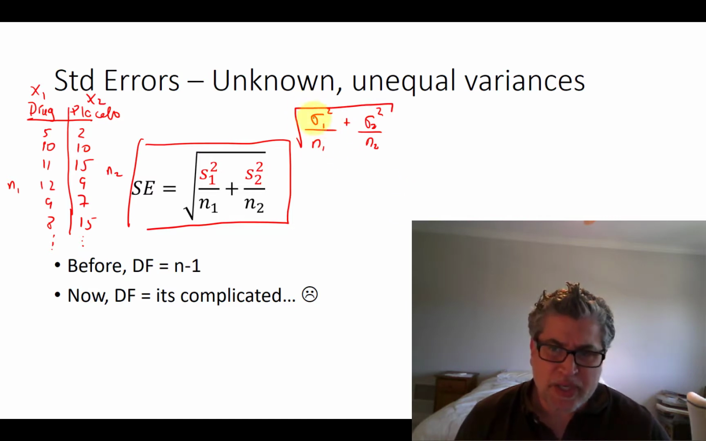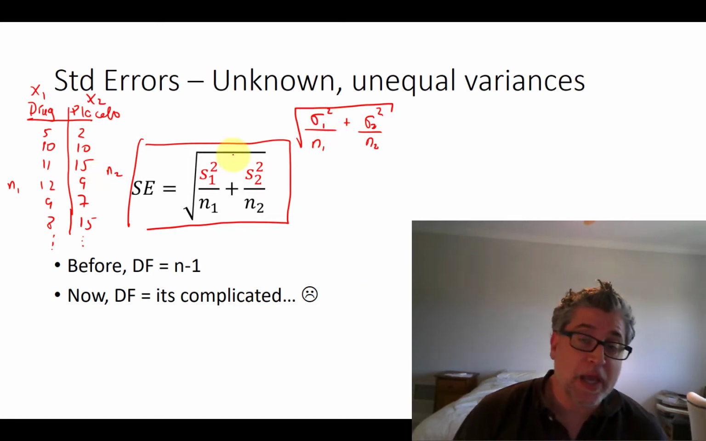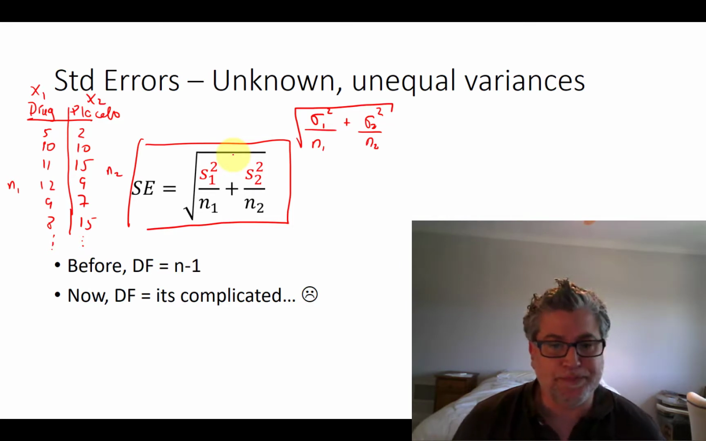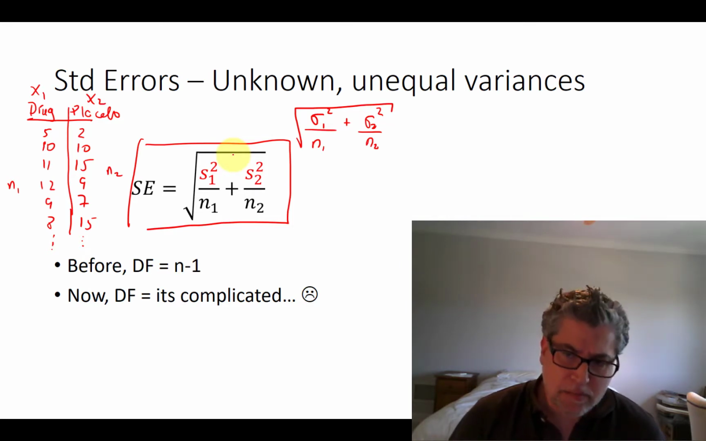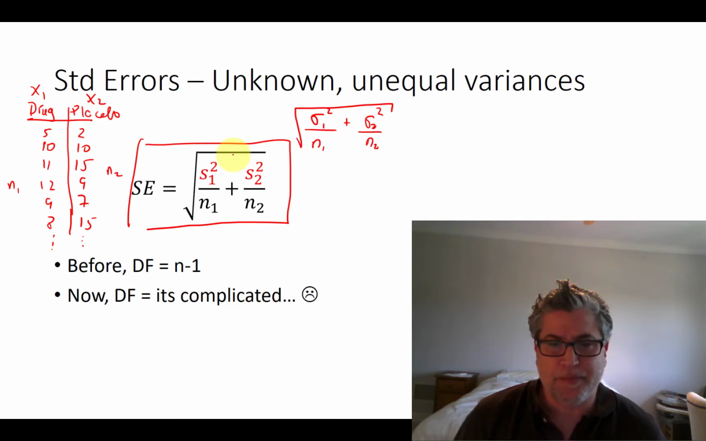But now we don't know these. We have to estimate them from our particular sample data. So we're going to just replace sigmas with s's, and you continue like before. Almost like before. The degrees of freedom are going to be different.